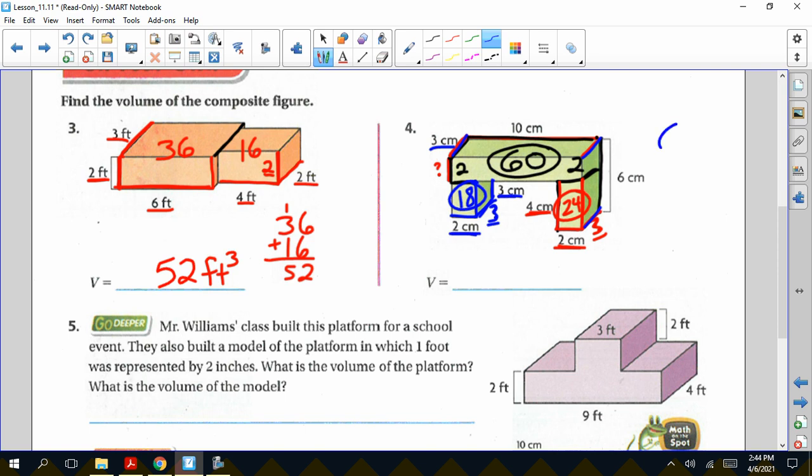Now we just simply add all three together. 60 plus 18 plus 24 gives you 102 centimeters cubed.